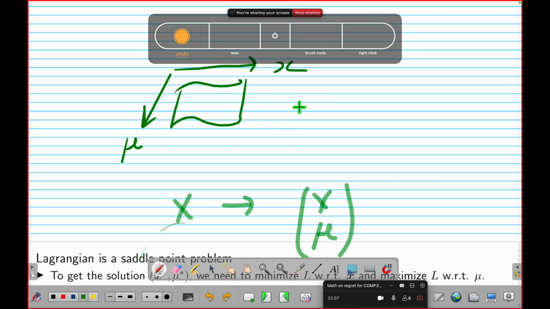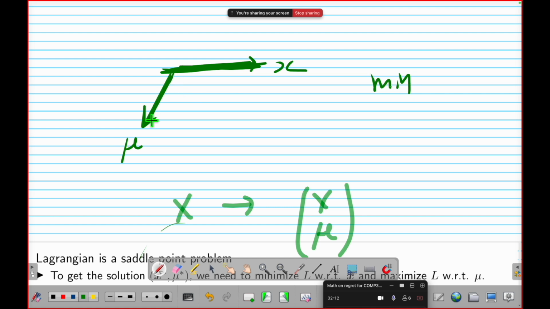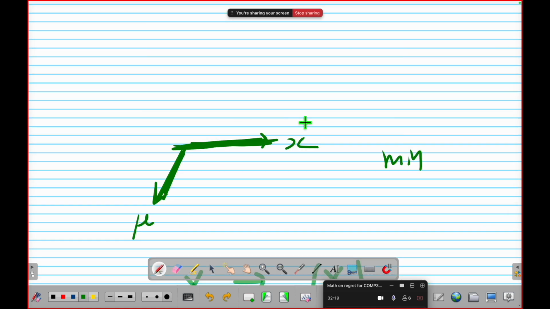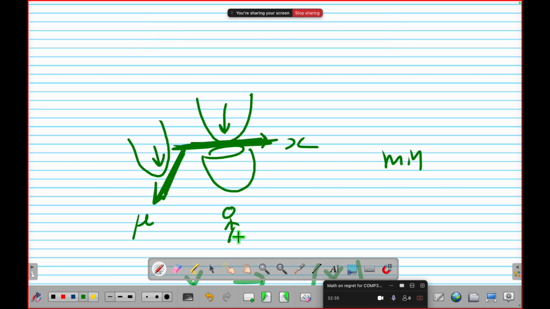Now, what I want in the x direction is min, but in the mu direction I want max. So what does it look like? If I have both x min and mu min, then this way is like this, and this way looks like this, right? Because this is smallest, this is smallest. That means it will look like a cup, right? Because if you stand here and view this way, the shadow is this shape. And if you stand here and view this way, the shadow is this shape.